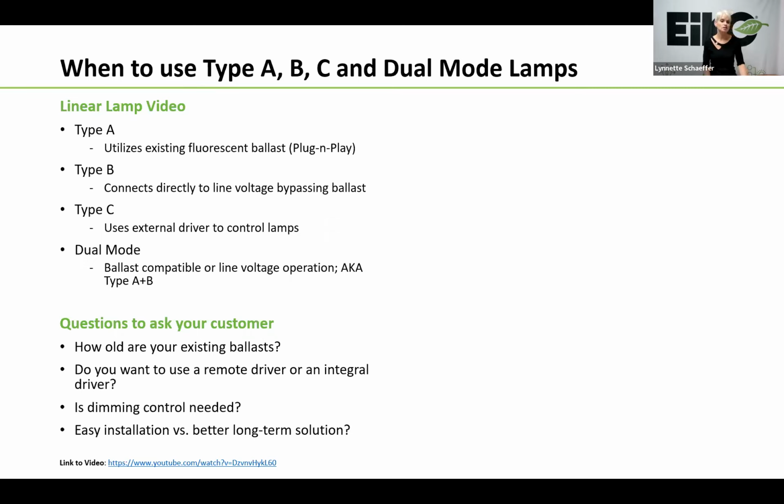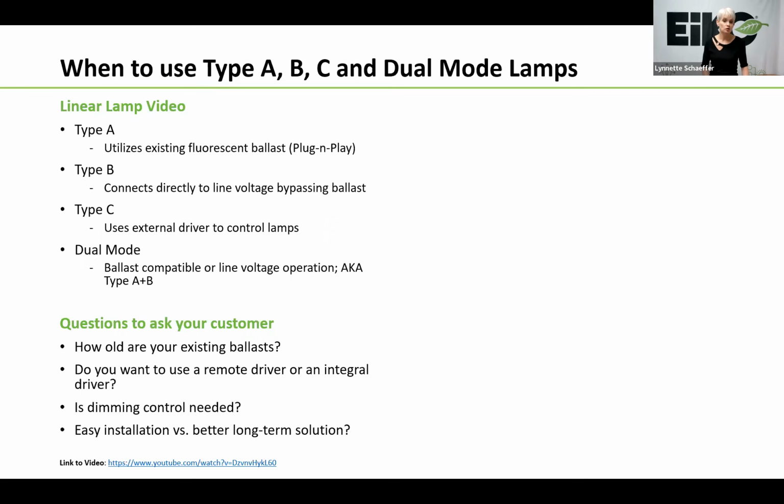So the key questions to ask your customer are, how old are your existing ballasts? If they are old, you probably don't want to go with a type A, right? Because a type A usually utilizes that ballast. And if that ballast is about to fail, it doesn't make any sense. And then once that ballast fails, that lamp is no good unless you're using a dual mode.